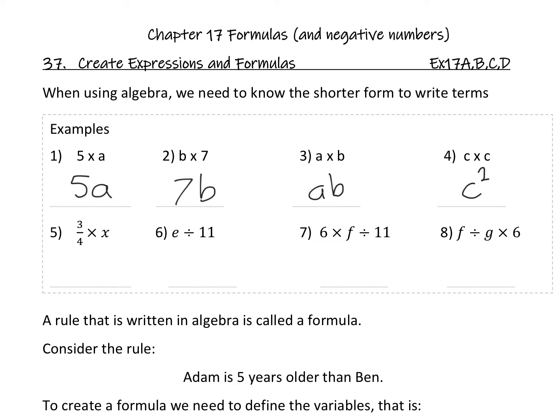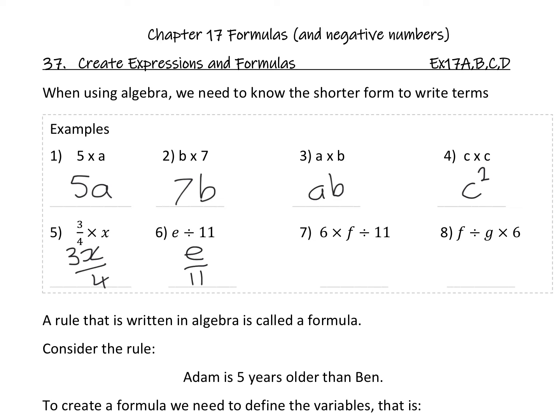3/4 times x, or 3/4 of x, could be written as 3 times x and then divided by 4. E divided by 11 is the same as e over 11. Remember, a fraction and a division are the same thing, where e goes to the top, the numerator, and 11 goes to the bottom, the denominator.